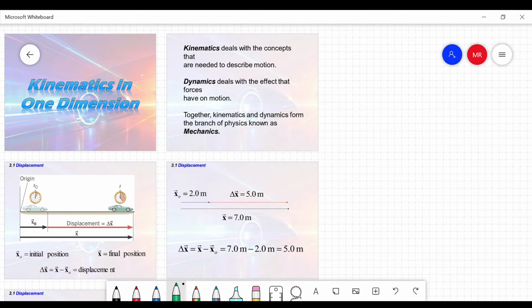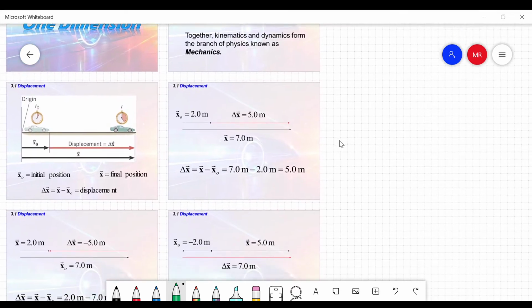But together, kinematics and dynamics form the branch of physics known as mechanics. So I think, I don't know if you'll still reach mechanics, but for this subject, we'll just be studying kinematics and dynamics. Okay, so let us go to the concept of displacement.